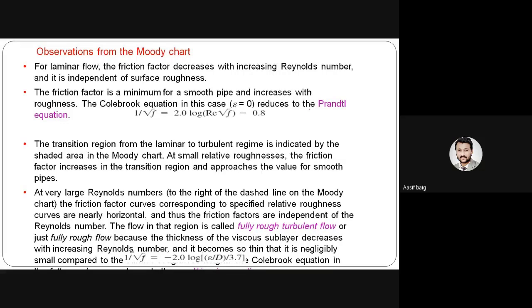At a very large Reynolds number, to the right of the dashed line on the Moody chart, the friction factor curves corresponding to the specified relative roughness are nearly horizontal, and thus the friction factors are independent of the Reynolds number. The flow in this region is called fully rough turbulent flow, or just fully rough flow, because the thickness of the viscous sublayer decreases with increased Reynolds number, and it becomes so thin that it is negligible or small compared to zero.